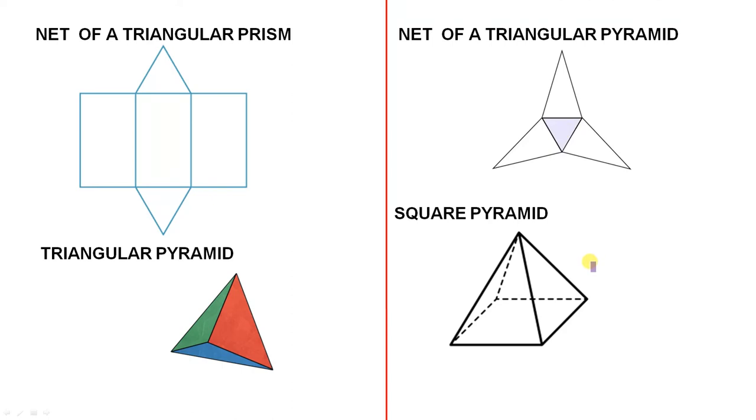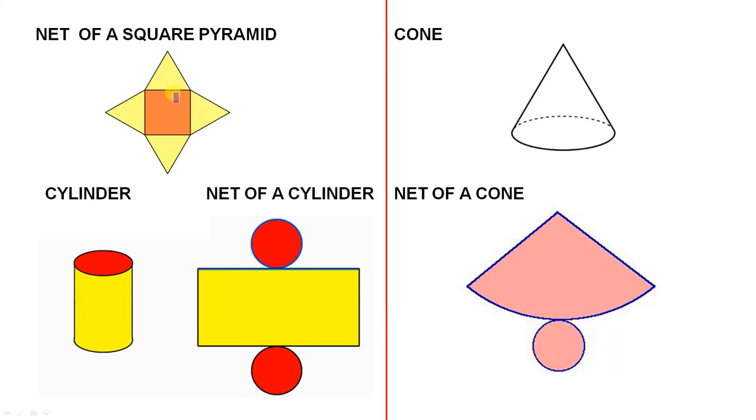We also have the square pyramid. The reason it's called a square pyramid is because the base is a square and it comes up to an apex. Let's have a look at the net on the other side. So here's the net here, there's the square, and these are the triangular faces. We also have a cylinder that looks like a can, circle up here, circle down there, and when we unfold that curved shape, we get a rectangle. So that's the net of the cylinder.